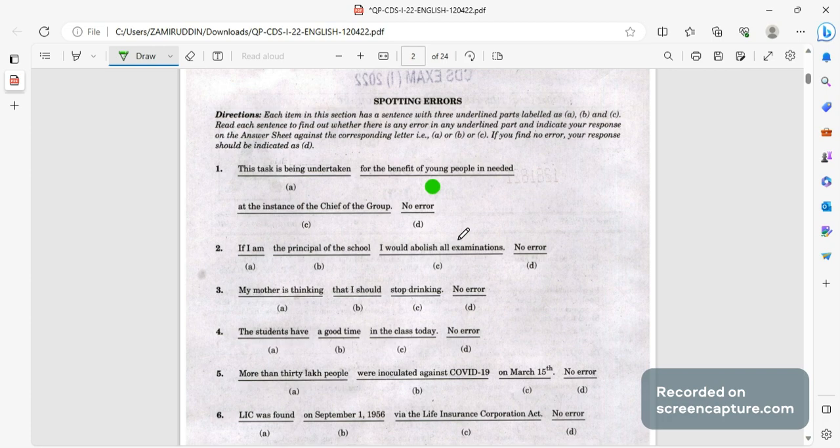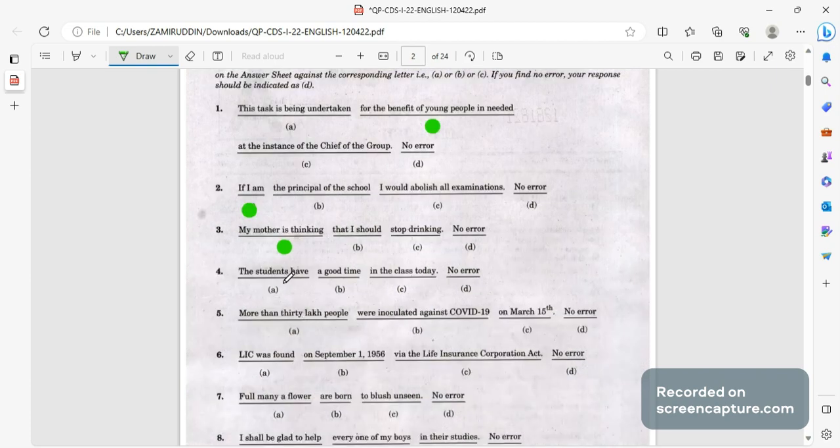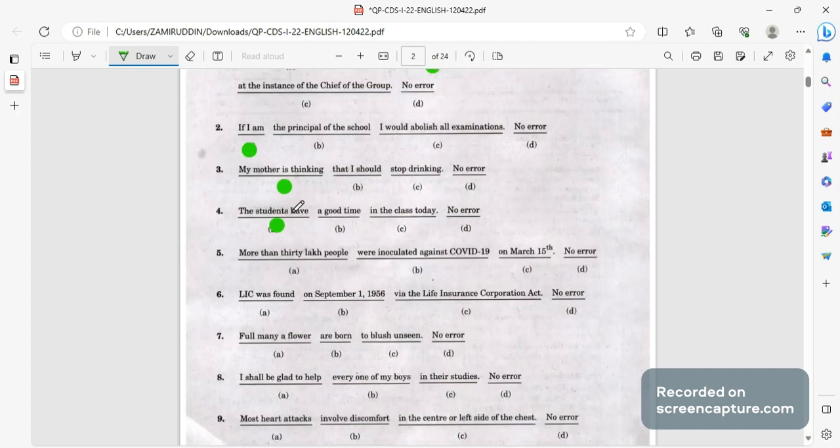Next, if I am the principal. If I were the principal, the answer is if I were. Always remember, when you are talking about something hypothetical, then if I were the principal, agar main principal hota to. My mother is thinking that I should stop drinking. My mother thinks, meri maa sochti hai, my mother thinks that I should stop drinking. The student had, it should be had. My student had a good time in the class today. You're talking about the past, so it should be had.